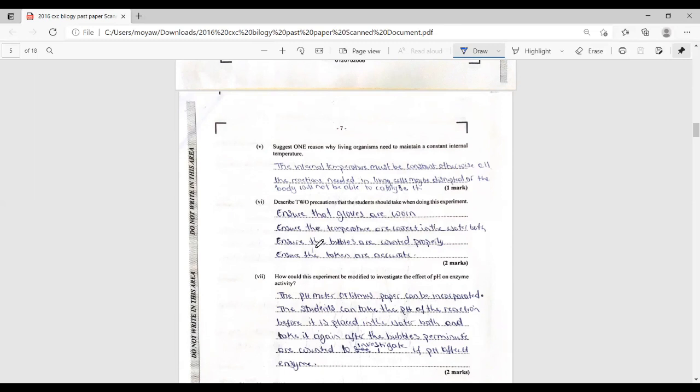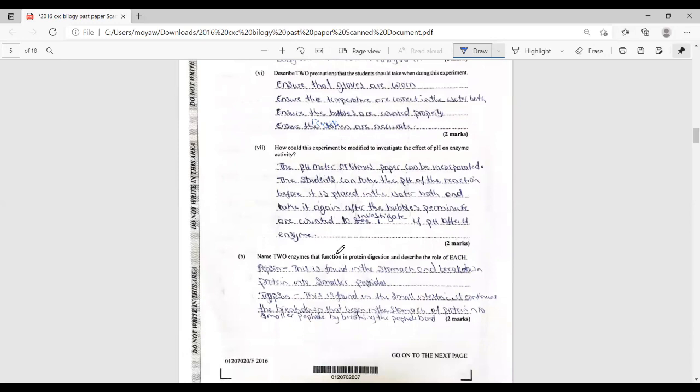So that's R, E, S, U, L, T. So ensure the results taken are accurate. So any one of these combinations should be okay to give you 2 marks. You don't have to put all of them. I'm just giving you guys some extras.